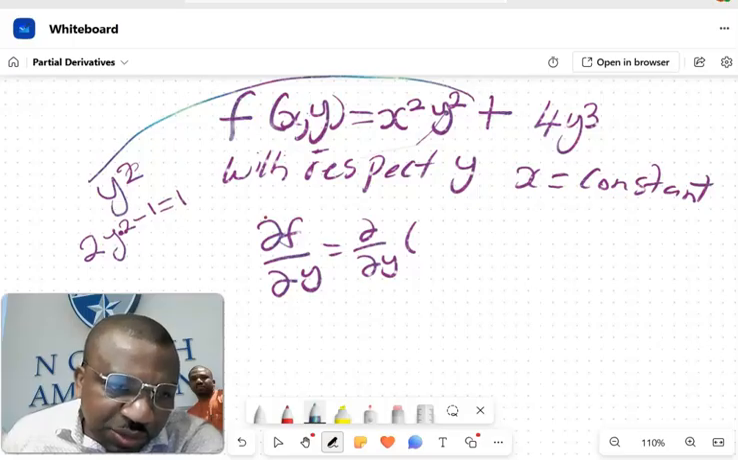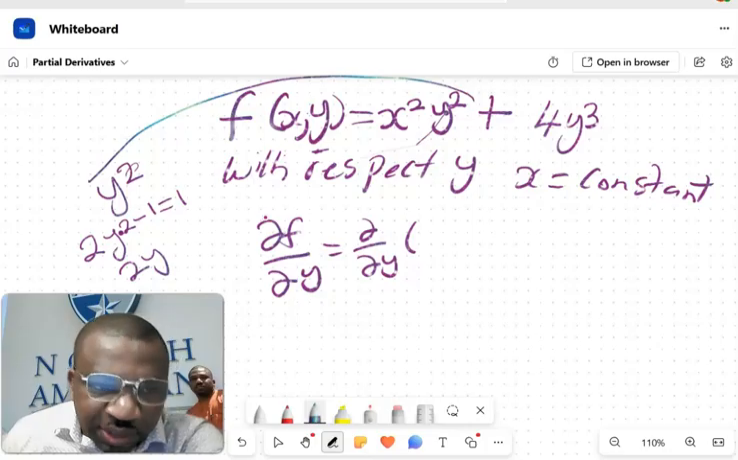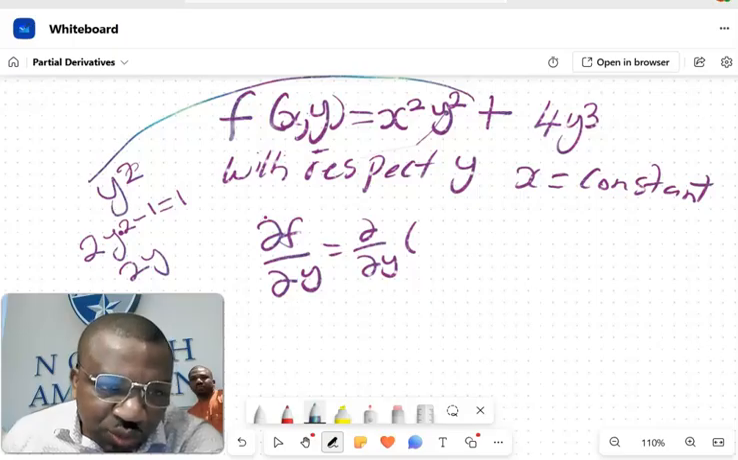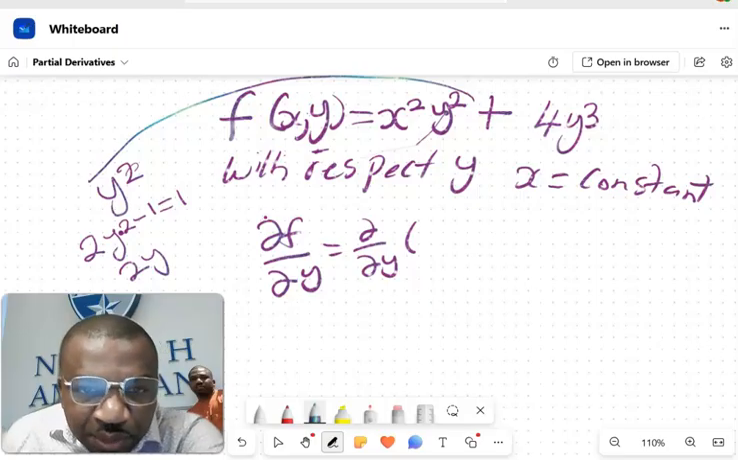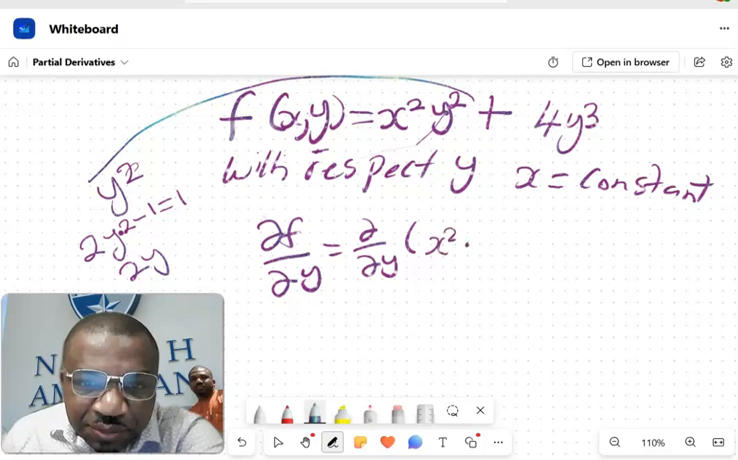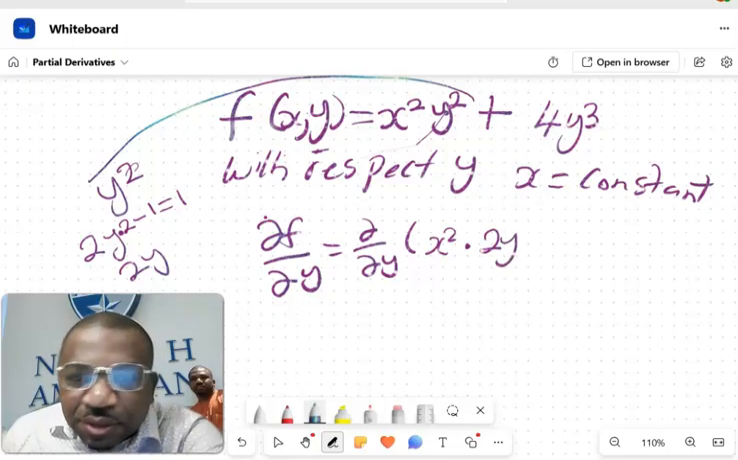So everything here will become 2y, because if we use the power rule, which is n minus 1, and the n here is 2 minus 1, we have 1, so we have just one y here. Here the x remains constant, so we have our x here, which is a multiplier also. We have x to the power 2 multiplier of 2y plus this whole term here.